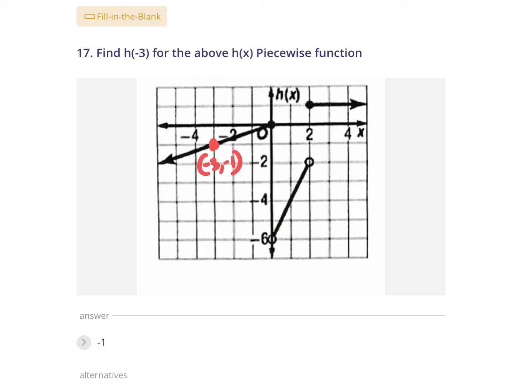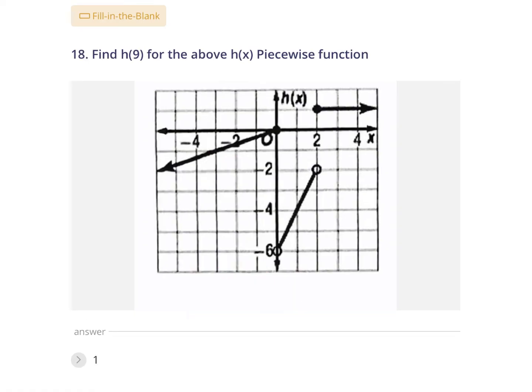Now, what does that mean? That you put in -3 and you got out a -1. So what answer do you type in? You type in -1. That's all you do. Put in a -1, that's your answer. Boom, you're done.